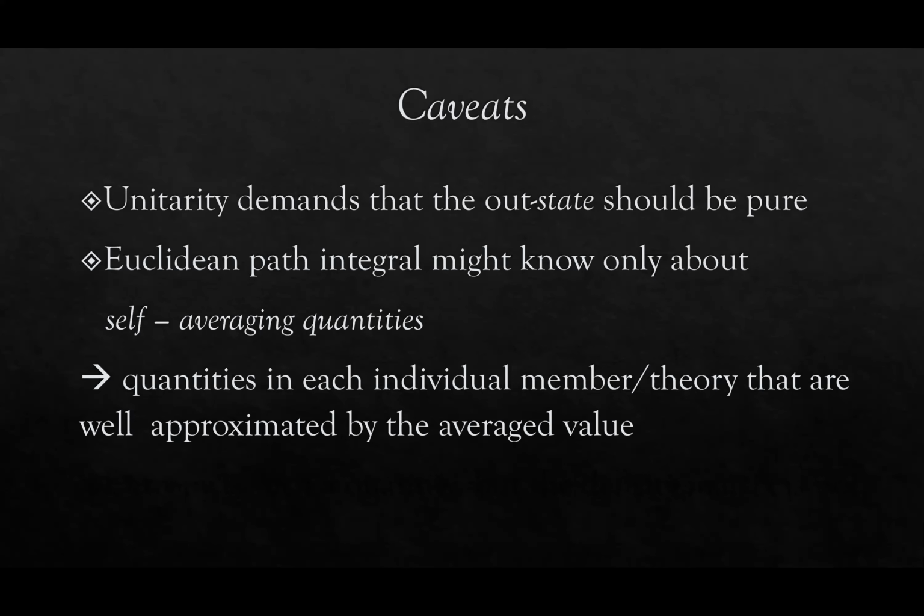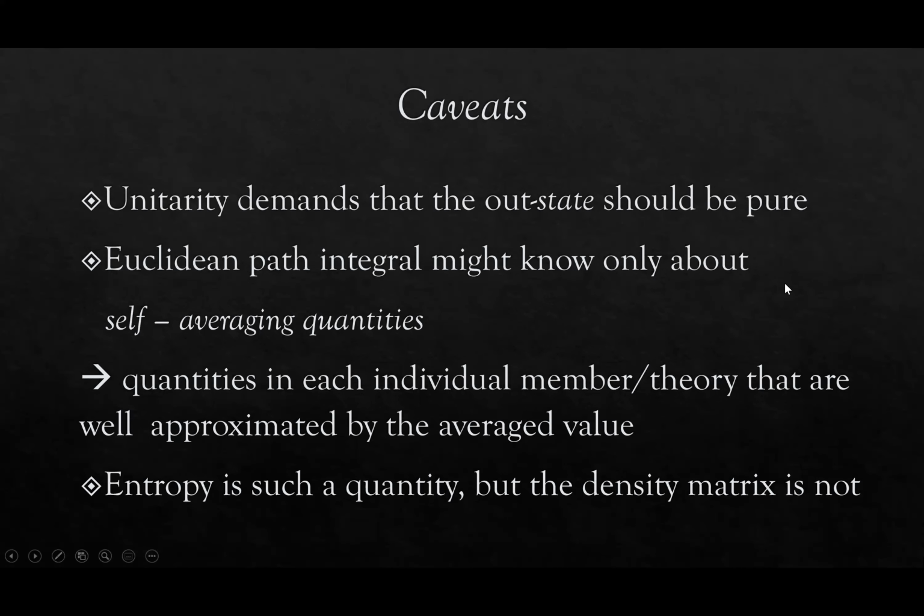So for example, entropy would be one such quantity, since we've seen that the path integral is giving us a result that we would expect from a unitary theory. However, the state is definitely not such a quantity. It's giving us a mixed state, and we expect to get a pure state out.